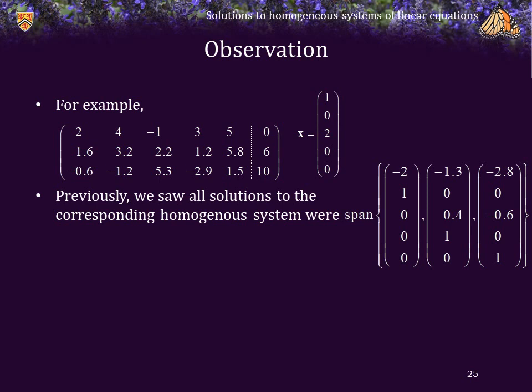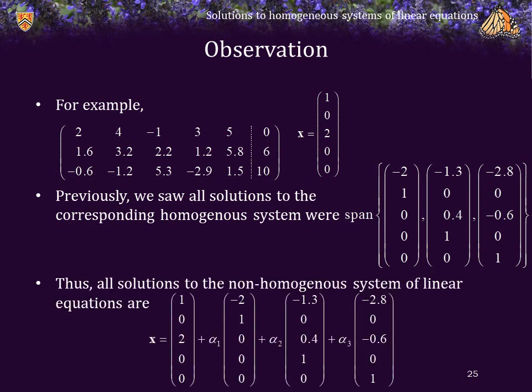Consequently, what that means is that if we add the vector x to any solution in that span, we get a solution to the non-homogeneous system of linear equations. So, if we just add 1, 0, 2, 0, 0 onto any linear combination of these 3 vectors, we are guaranteed that we get another solution to this non-homogeneous system of linear equations.